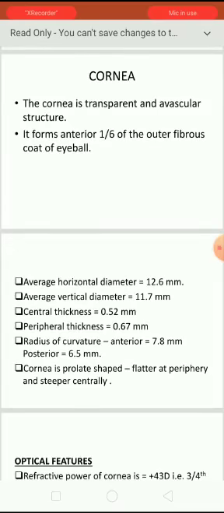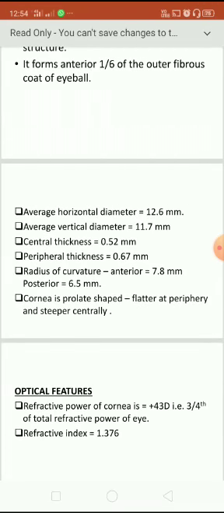The average horizontal diameter of the cornea is 12.6 mm. Average vertical diameter is 11.7 mm. Central thickness of the cornea is 0.5 mm. Peripheral thickness is 0.67 mm. Radius of curvature of the anterior surface of the cornea is 7.8 mm and of the posterior surface is 6.5 mm.